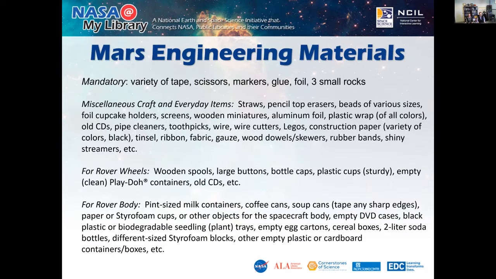So the only things that are mandatory, you need 3 rocks. That's basically just to pick up your samples. You need tape, scissors, markers, glue, and I put foil on there, but now that I'm thinking about it, you could get away with it if you didn't have foil. So those are the only things that you really need. Besides that, you're just going to need construction materials for making your rovers.